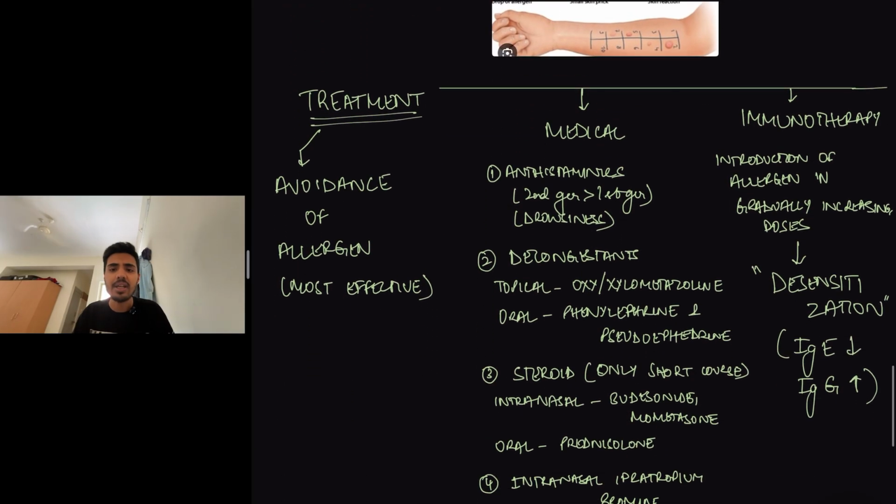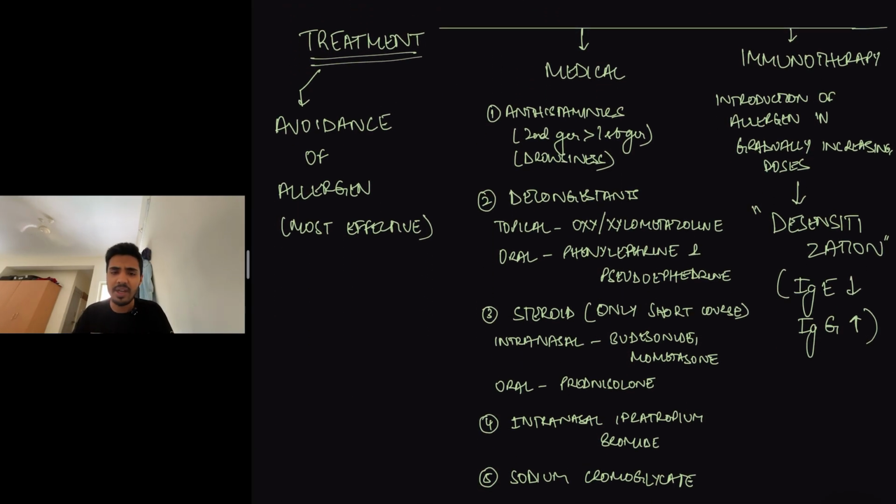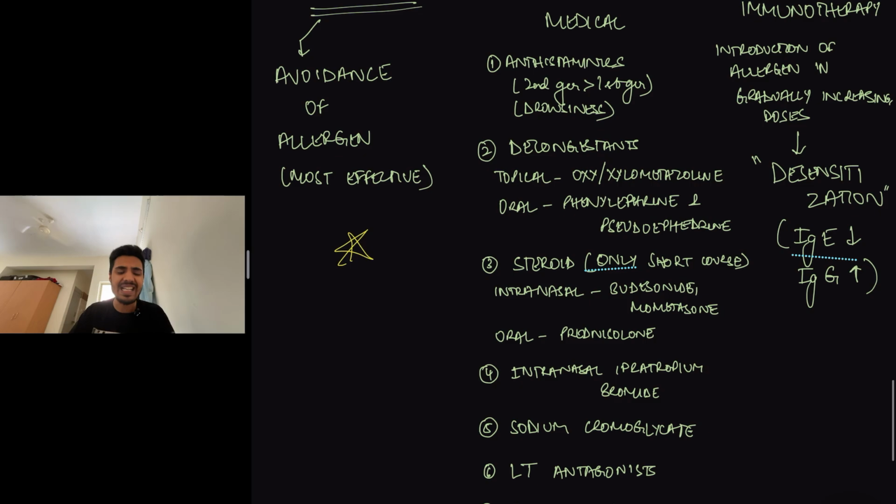Then coming to the treatment. See, treatment, best, most effective treatment is avoidance of allergen. Just avoid the allergen, avoid exposure to pollen grains, avoid exposure to dust or animal dander, etc. Medical treatment, you will give all the anti-allergic medications or stuff that causes symptomatic relief. Antihistamines obviously will prefer second generation like fexofenadine and ebastine over first generation like cinnarizine because of drowsiness. Then you can give the nasal decongestants which cause vasoconstriction, reduce the amount of discharge, make the airway clear. Topical like oxymetazoline, xylometazoline. Oral like phenylephrine and pseudoephedrine.